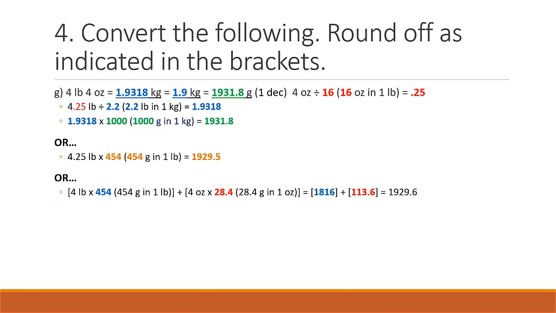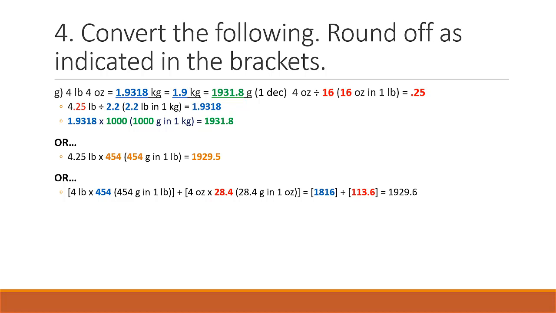Now, just to make it even more complicated, we could break it down and figure out how many grams there are in 4 pounds and how many grams there are in 4 ounces and add those two together. And again, you can see that the logic used is we multiply the amount of pounds, 4, by the amount of grams in a pound, 454.